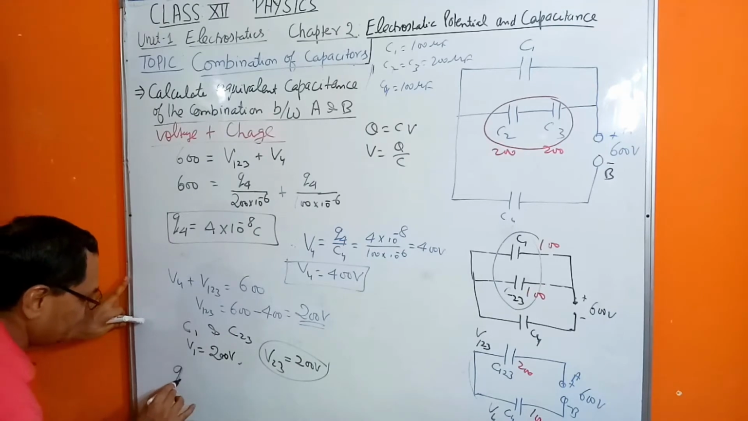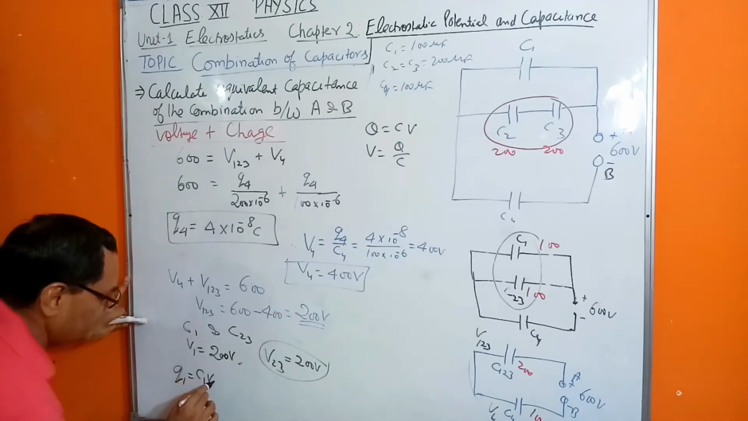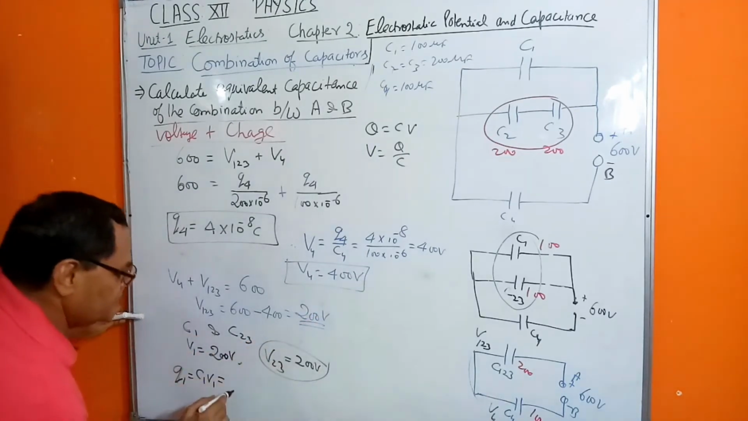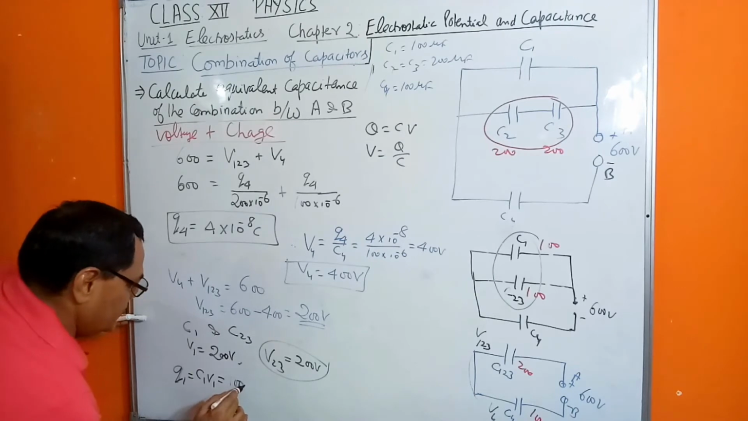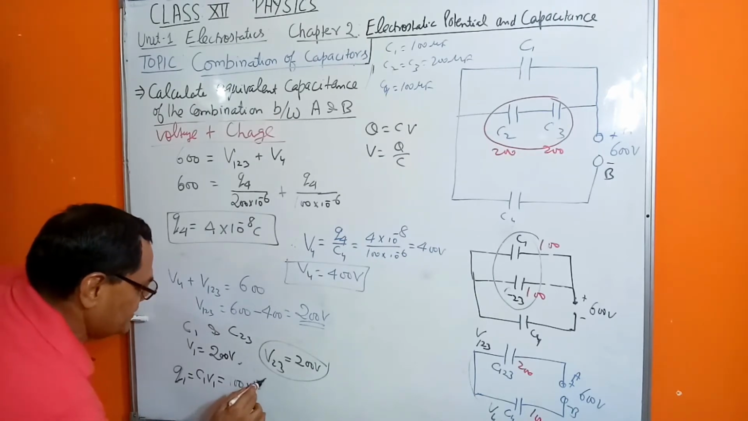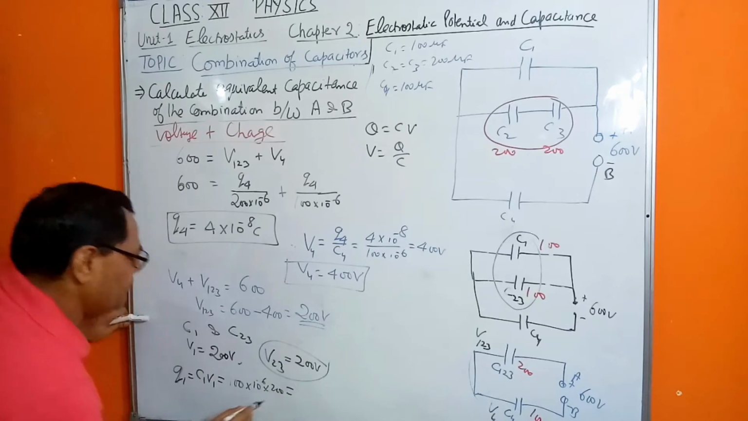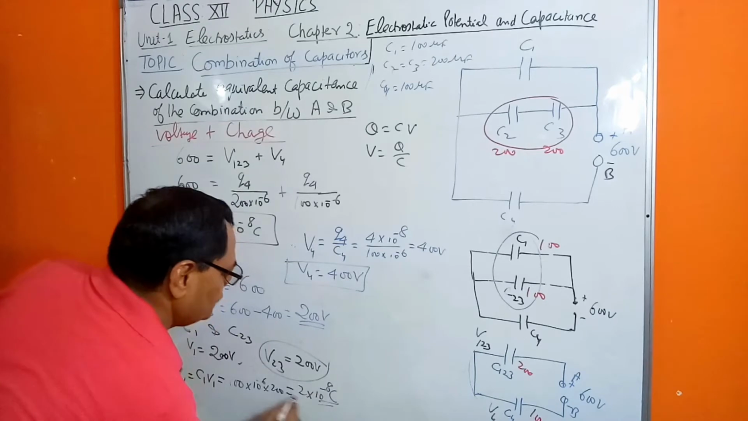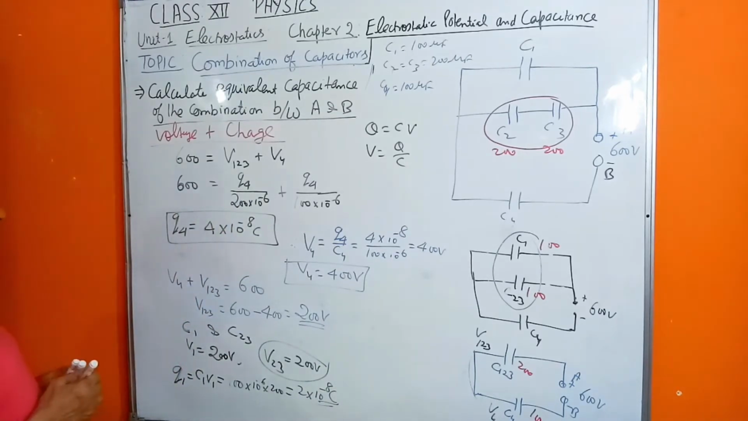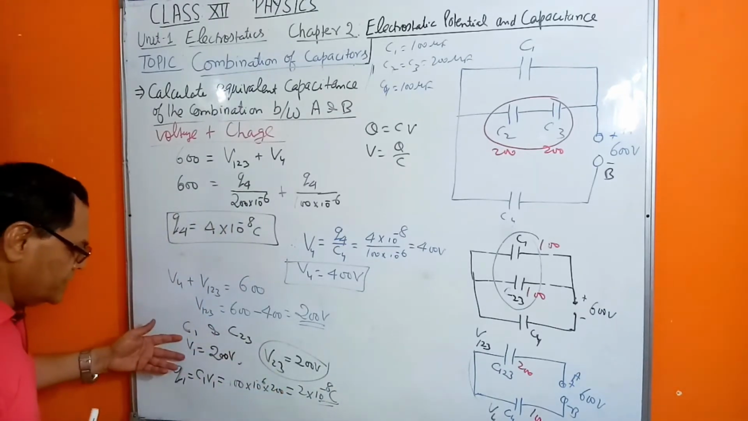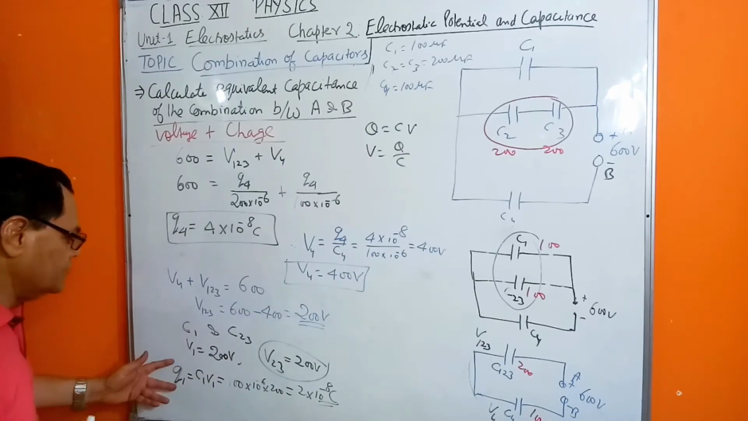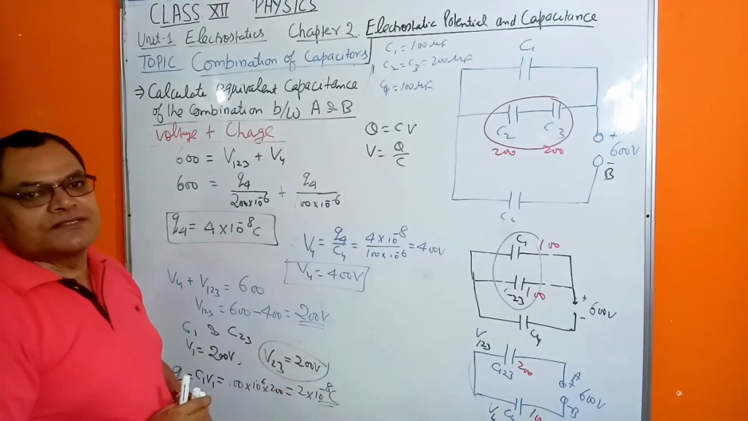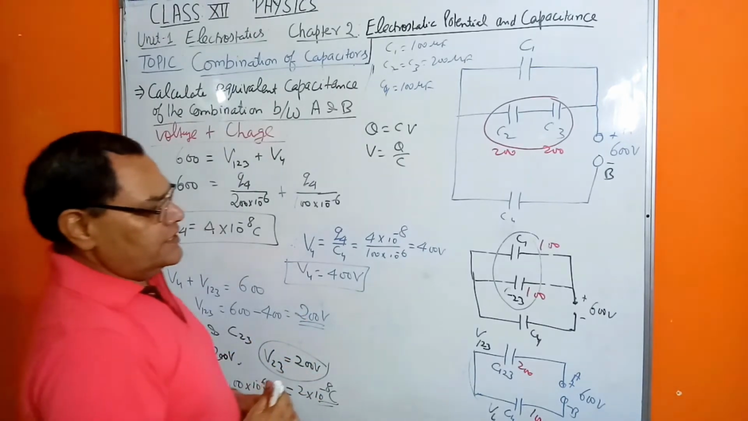So Q1 will be equal to C1 V1. C1 is 100 microfarad, that is 10 to the minus 6, and V1 is 200. So how much charge will you get? You will get 2 into 10 to the power minus 8 coulomb. This way you got another answer: the voltage on the first capacitor C1 and the charge on the first capacitor Q1 are now known to us. Clear?